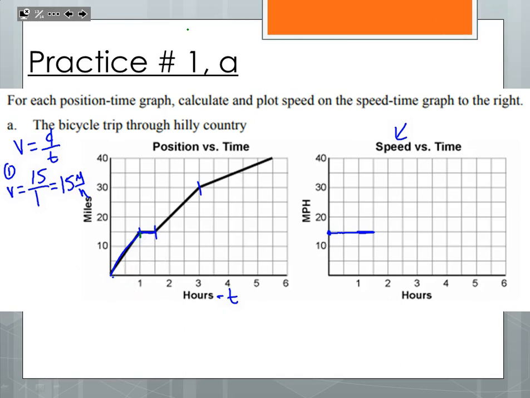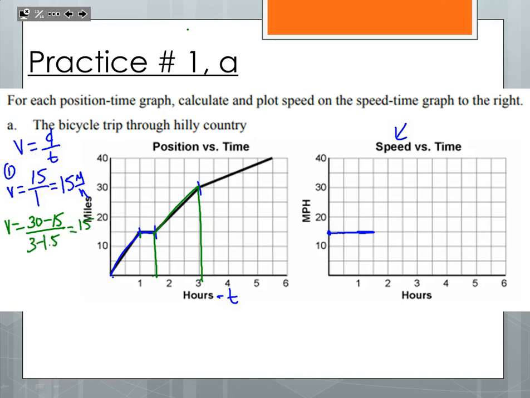Then after an hour and a half, it shows that he increased his speed. So now that he's increased his speed, I'm going to look, it says that he increased from 30 miles minus the 15 all over the 3 minus 1.5.